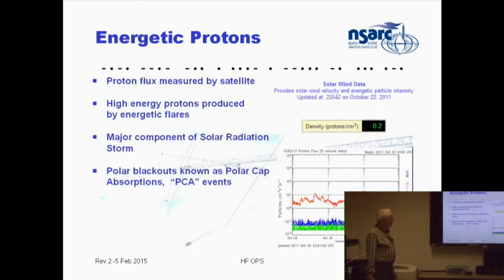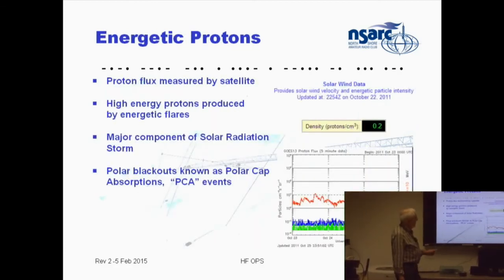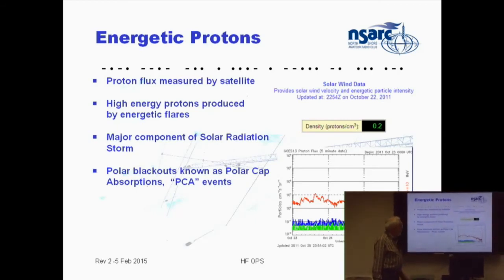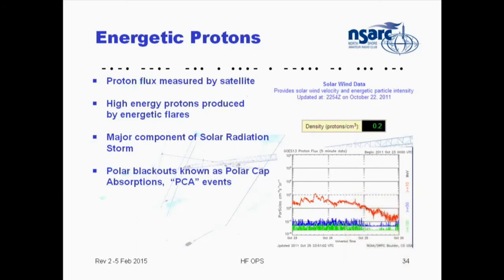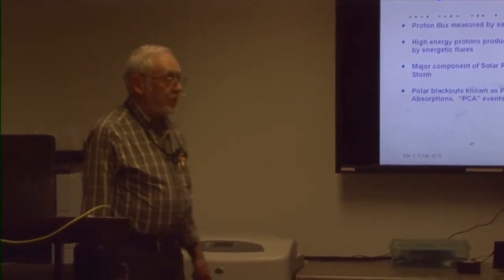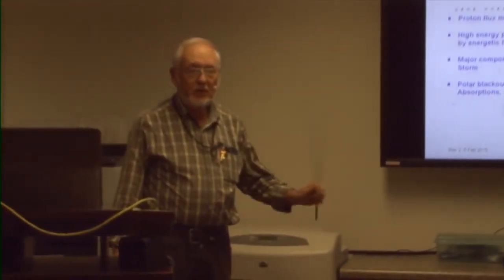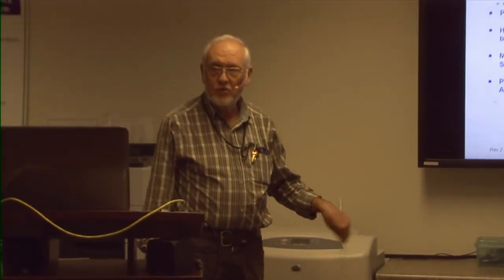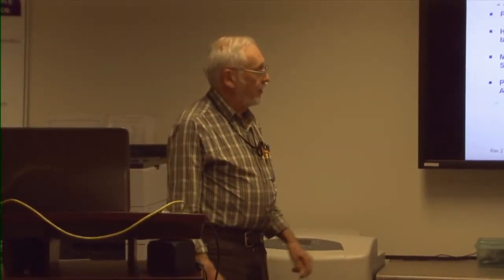The energetic protons, it's really in protons per cubic centimeter. If you have a deluge of protons suddenly arriving in the solar wind, they find their way into the polar regions, and they just obliterate the ionosphere up there, and you get what's called a polar cap absorption. In other words, any propagation that you expect to get over the poles, north or south, is gone until that dissipates.